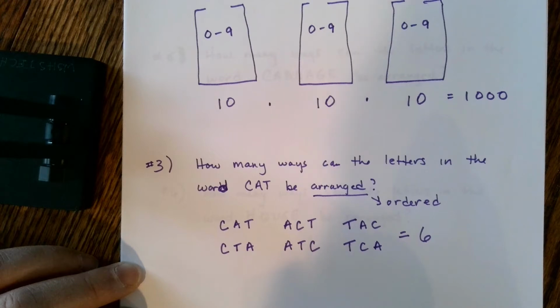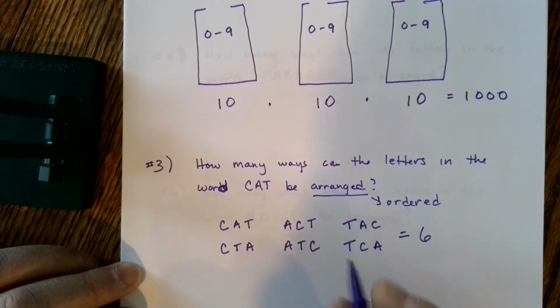Now the reason why there were 6 is because order mattered. When I rearranged the letters, that counted as a possible outcome. So every single time I rearranged the letters, that became a possible arrangement or a possible outcome that I had to consider.